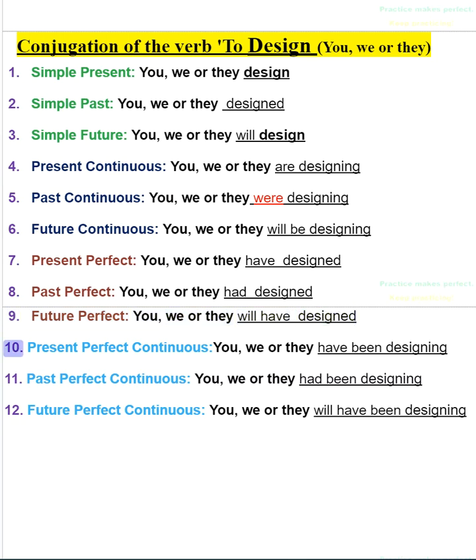10. Present perfect continuous, you, we, or they have been designing. 11. Past perfect continuous, you, we, or they had been designing. 12. Future perfect continuous, you, we, or they will have been designing.